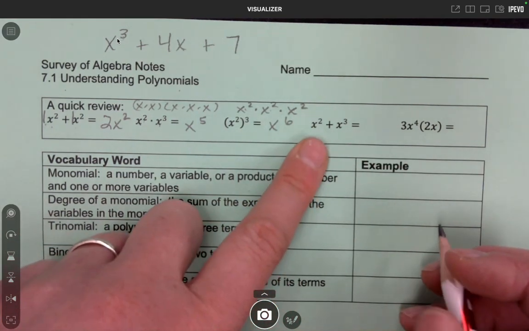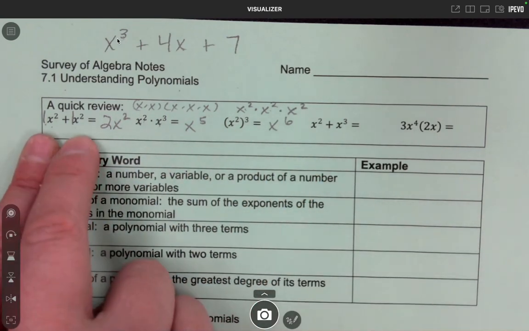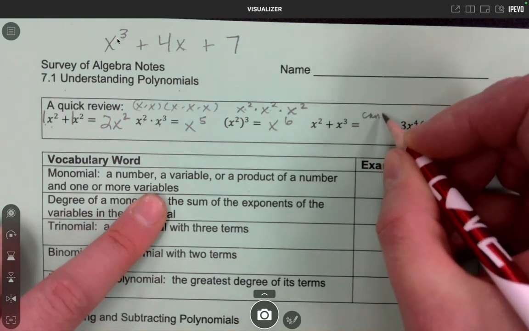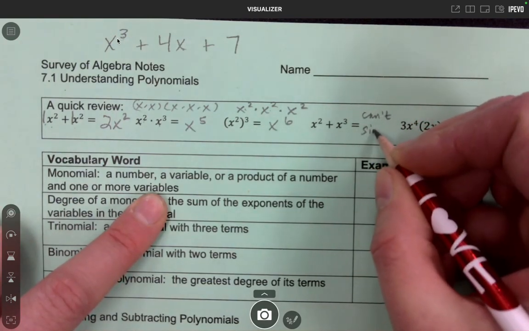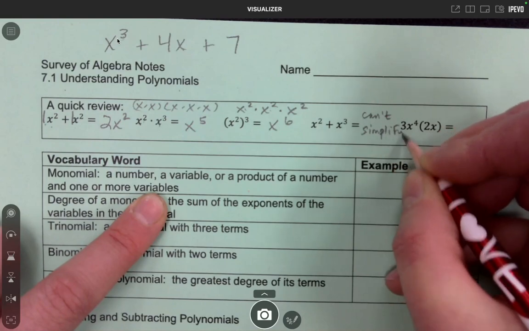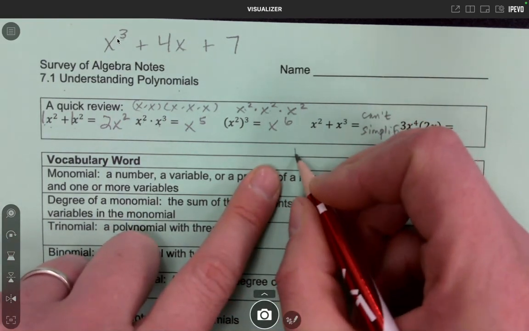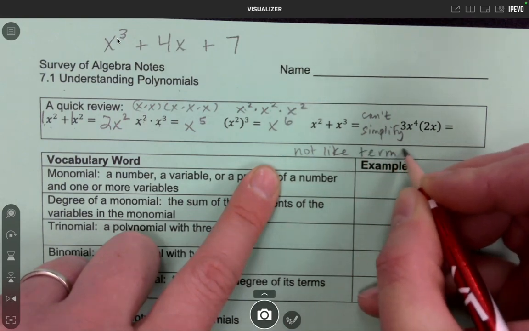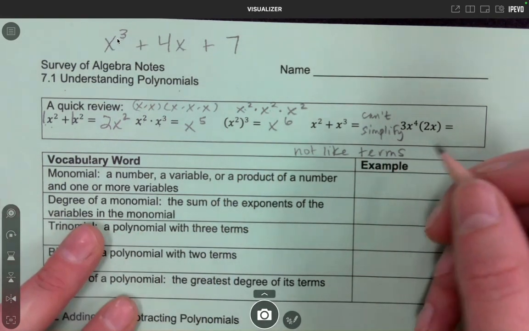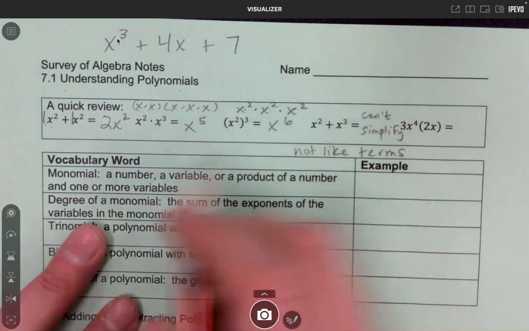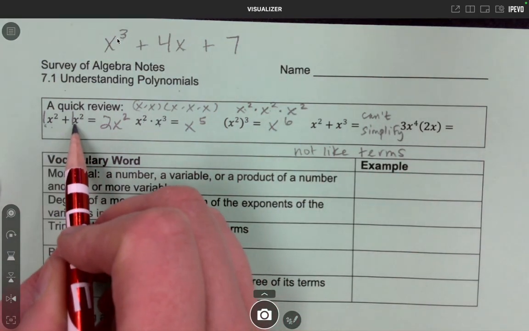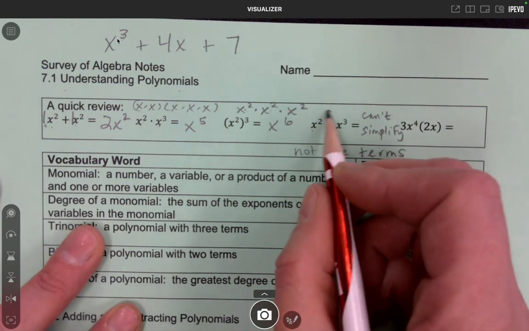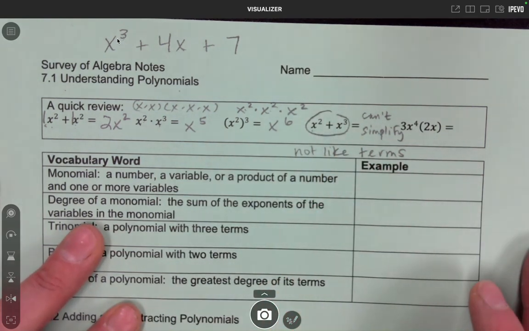The next one is a trick question. I can only add when I have like terms, and these are not like terms, and so I can't simplify. In order to be like terms, we have to have the same variable and the same exponent. So here I had 1x squared plus 1x squared, I could add. Here I have an x squared plus an x cubed. They're both x's, but they have different exponents. So the original is simplified the way it is.